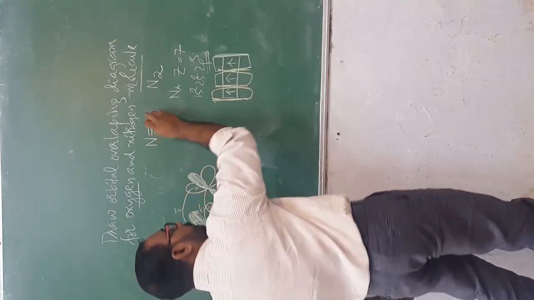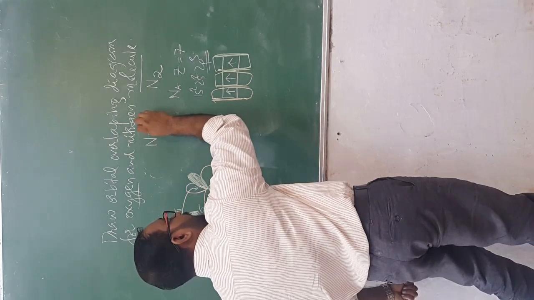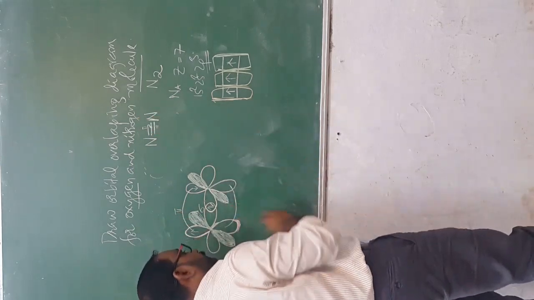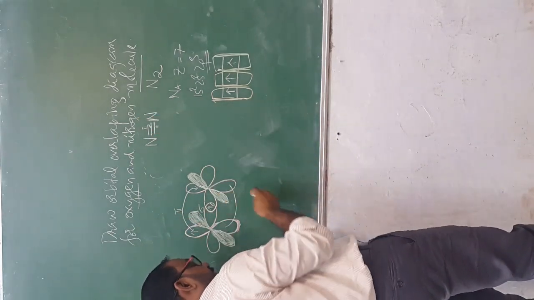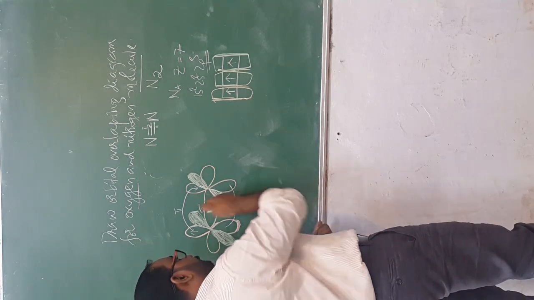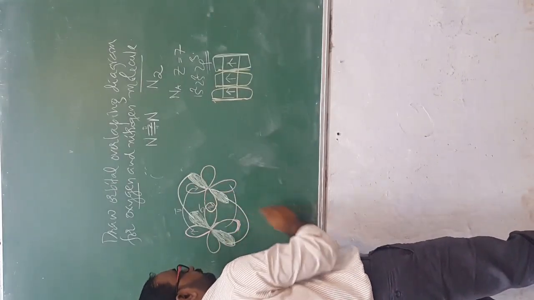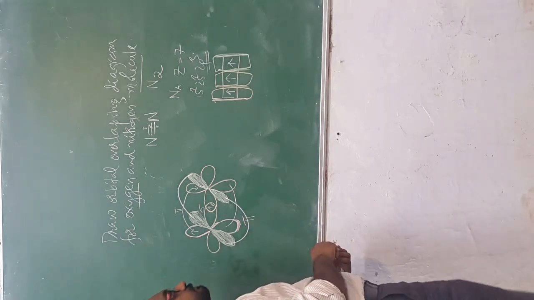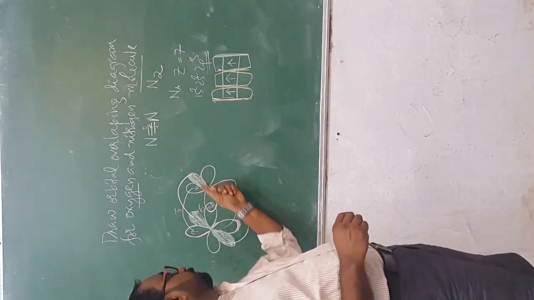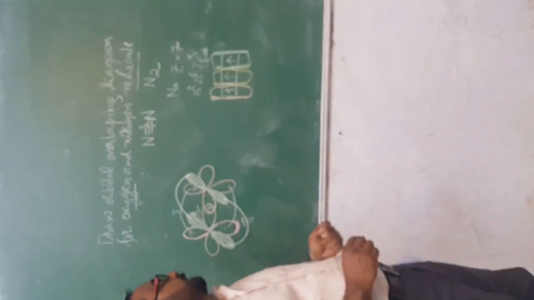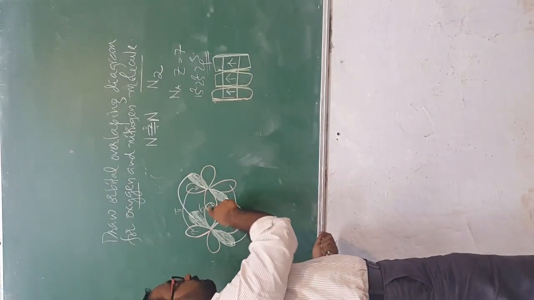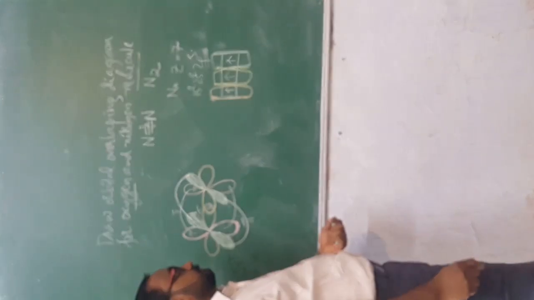So there are 3 bonds. One is sigma, 2 pi bond. 1 pi bond already there, and the next pi bond will be formed between these 2 p orbitals. So this is the second pi bond. This is how we will draw the orbital overlapping diagram for nitrogen. So there is a sigma bond and 2 pi bonds.